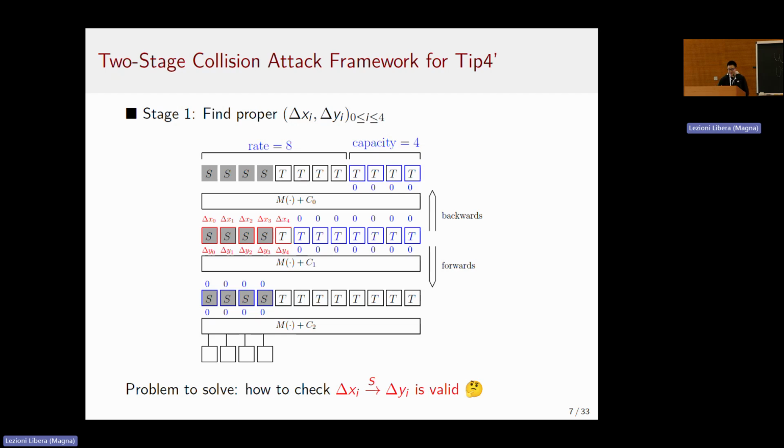So it's easy to get a candidate of Δx, Δy, but not every solution is valid, because Δxi, Δyi are the input and output differences of the S-box. So we need to check whether it is a valid difference transition.